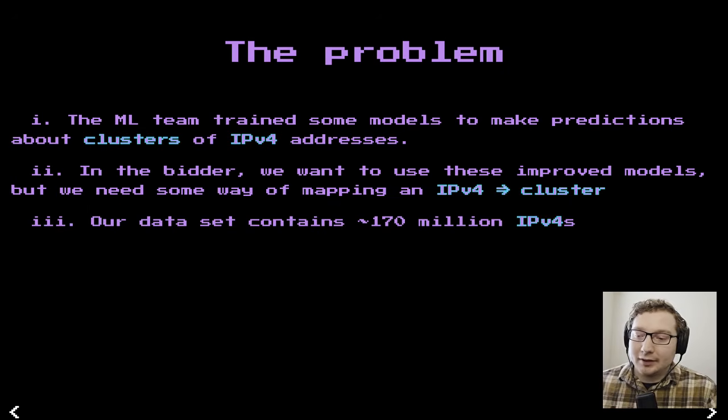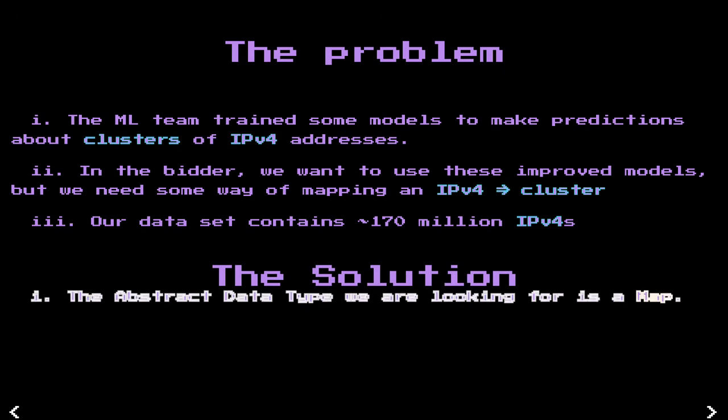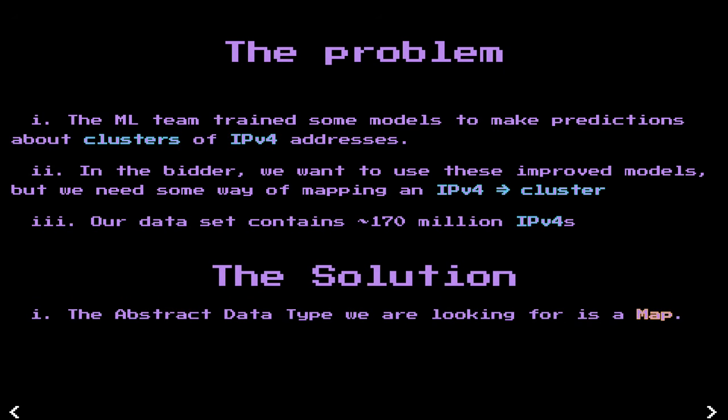More context, we have 170 million IP addresses we need to map. 90% of the IP addresses we need to map are IPv4s, so maybe multiply this by 0.9. I don't remember which one the 170 million was, but this is a good estimate we'll be working with here today. So the solution, the abstract data type we're looking for, is a map, right? We could use an off-the-shelf map. Zig has two of them in the standard library. We could get an open source one as well.